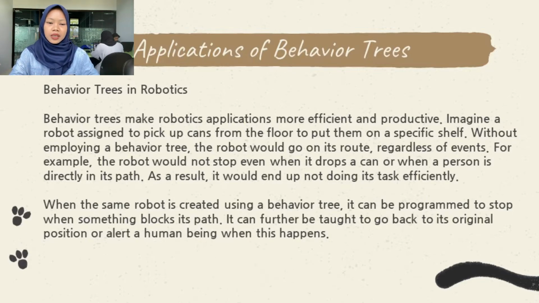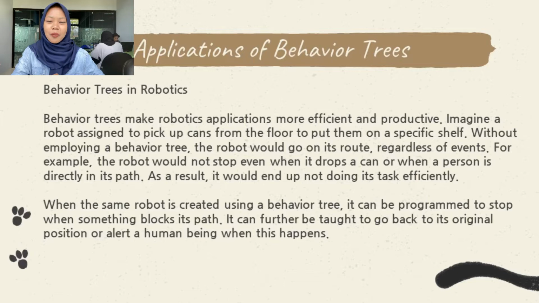Imagine a robot assigned to pick up cans from the floor to put them on a specific shelf. Without employing a behavior tree, the robot would go on its route regardless of events. For example, the robot would not stop even when it drops a can or when a person is directly in its path. As a result, it would end up not doing its task efficiently.